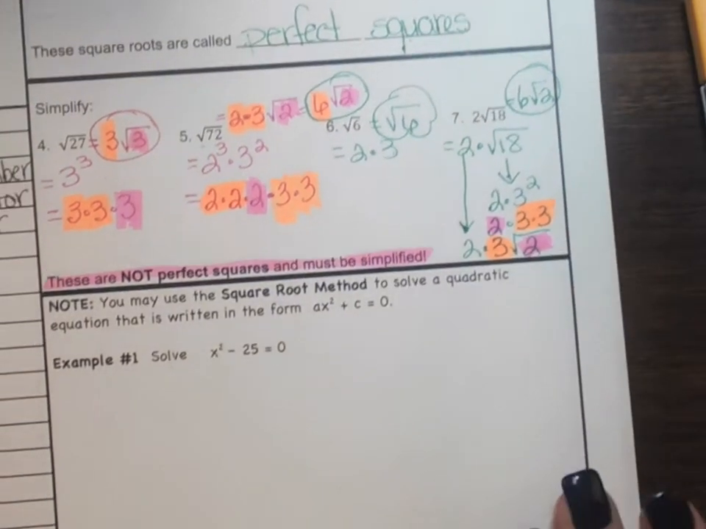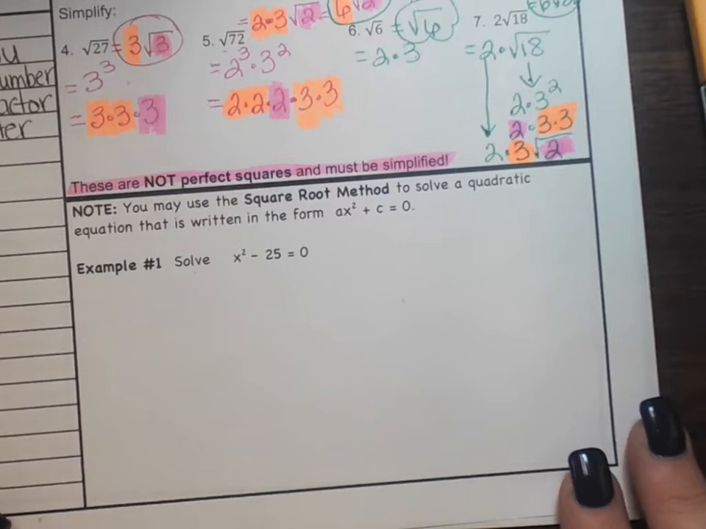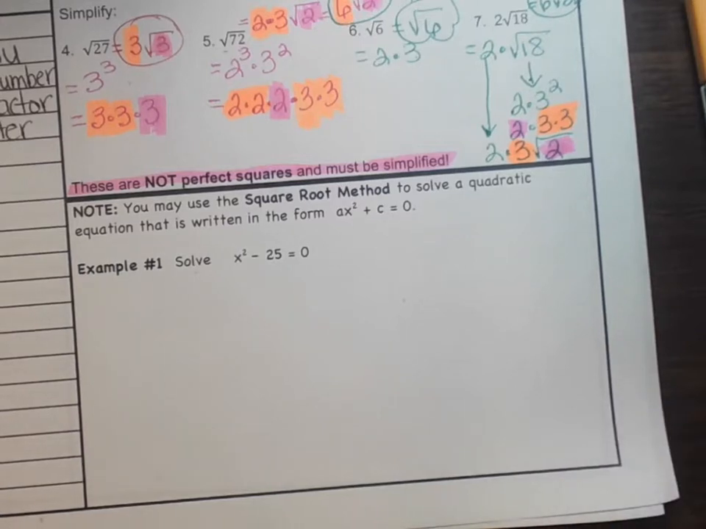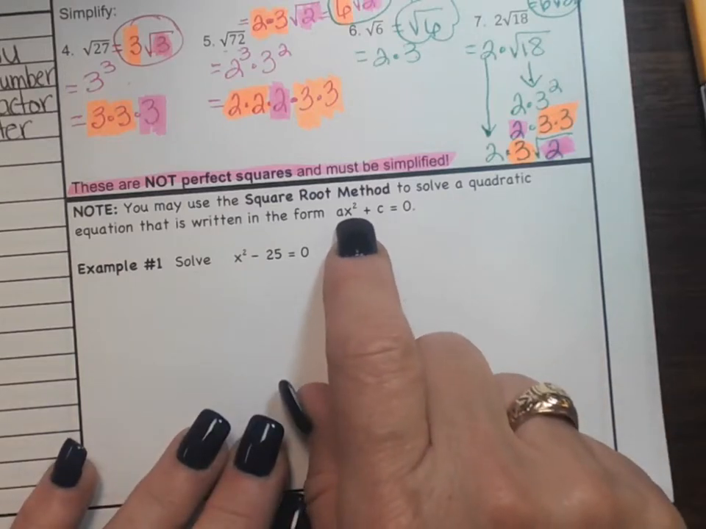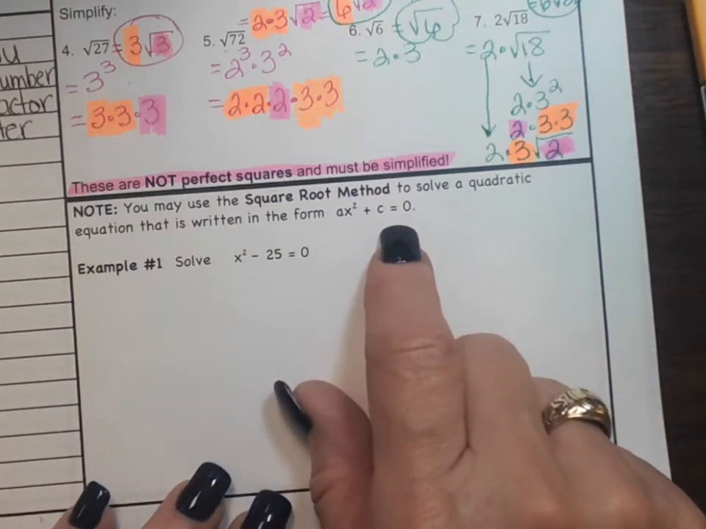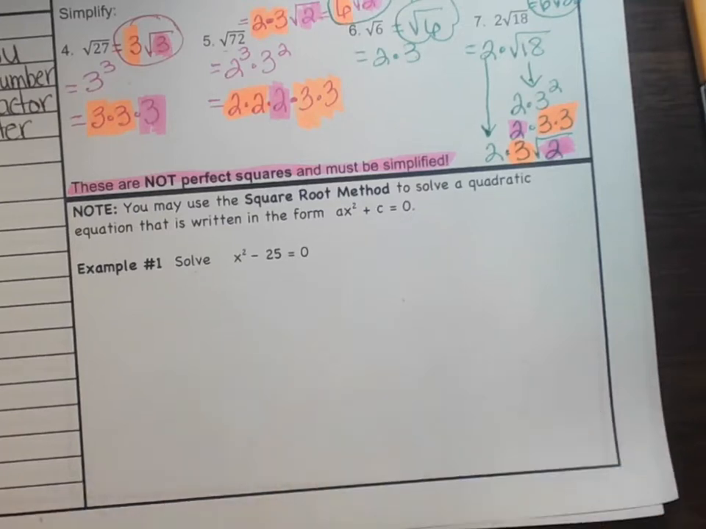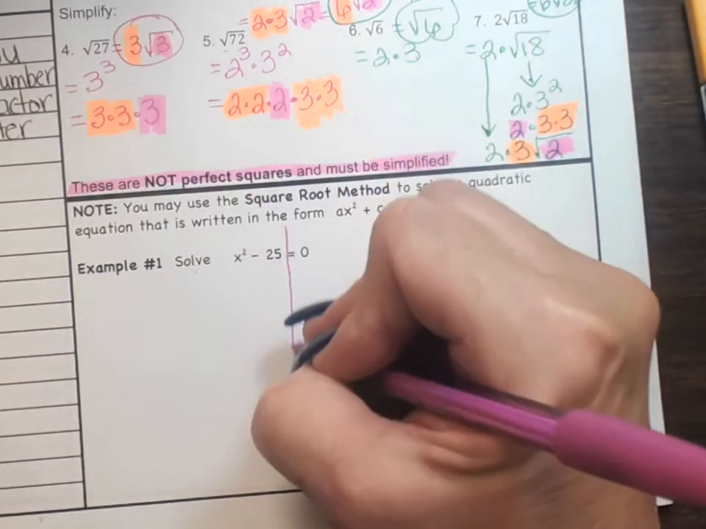All right, so now what we're going to do is apply this to the square root method. And in order to work with the square root method, you have to get your equation in the form ax squared plus c equals 0 to start out with. And now what you want to do is get the variable by itself. So just like we used to do when we were solving equations in the beginning, we're going to draw our line.